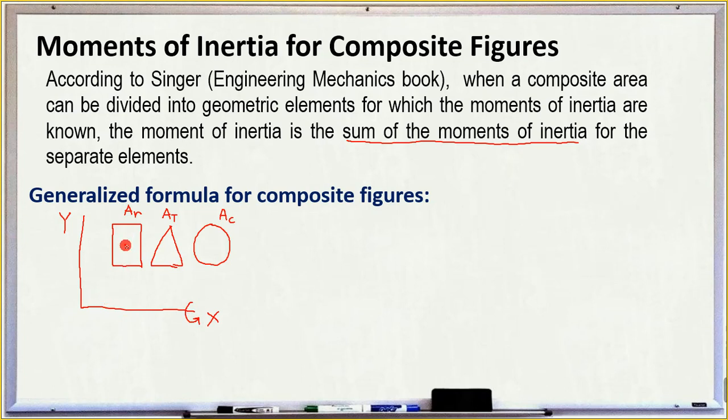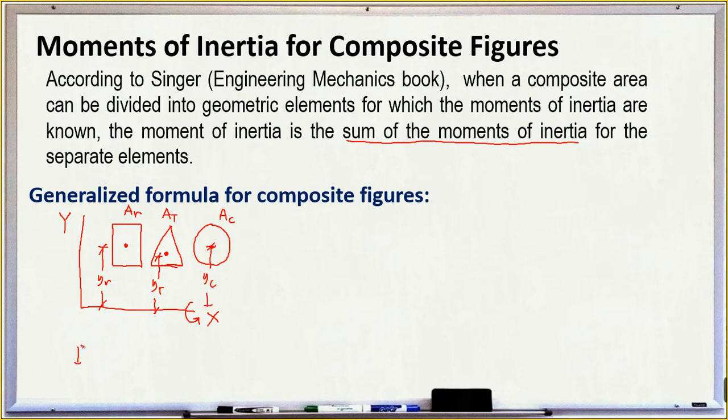So of course, the rectangle has its centroid located at the middle of its area. So we label it as YR. Of course, the same thing with the triangle. The location of the centroid is 1/3 of its height, with respect to the base. So we also have here YT. And then of course the circle, YC.